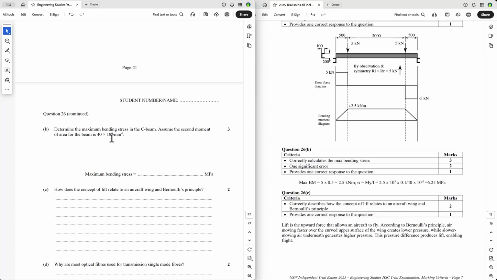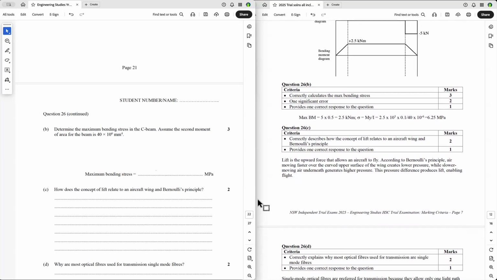Now, they've given you the second moment of area as millimeters to the fourth, and we've got to convert that to meters to the fourth. So you've got to multiply that by 10 to the minus 12, and that comes out to 40 times 10 to the minus 6, which is 6.25 megapascals. And that's the answer to that.